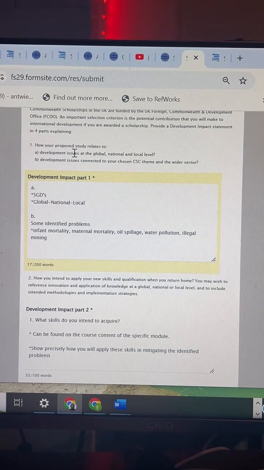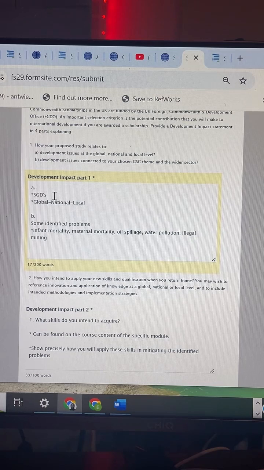So for this, what you are looking at is, first look at the Sustainable Development Goals. The Commonwealth Scholarship Commission is always about the Sustainable Development Goals, because those are what they use in impacting all the developmental projects in all the Commonwealth countries. So first of all, visit the Sustainable Development Goals and look at how the Sustainable Development Goals at the global level are affecting a problem within your community.